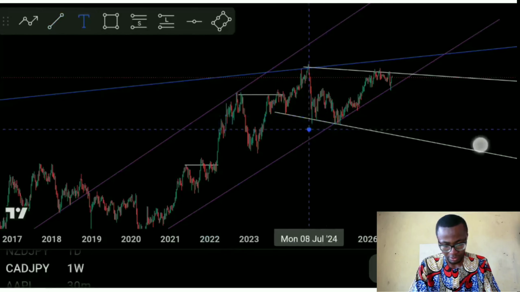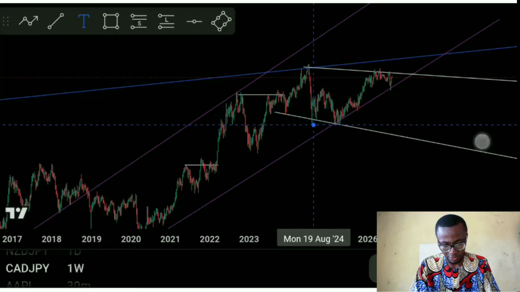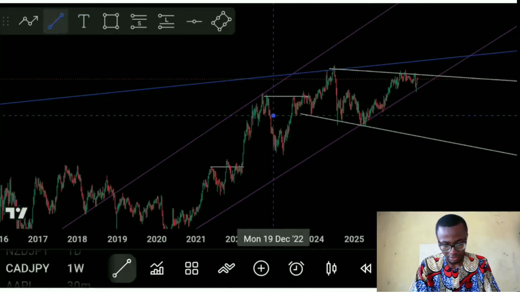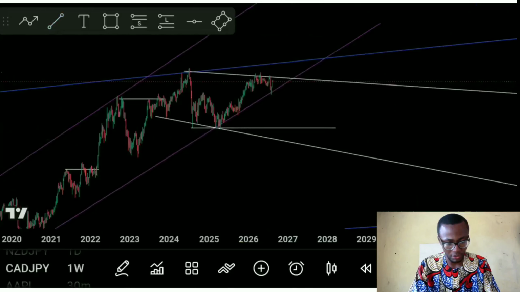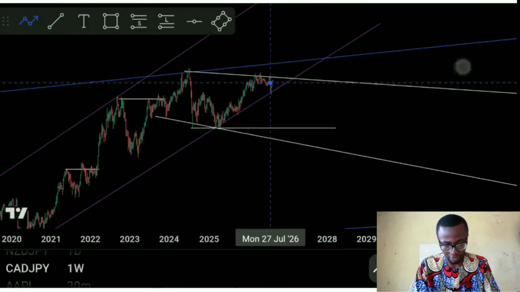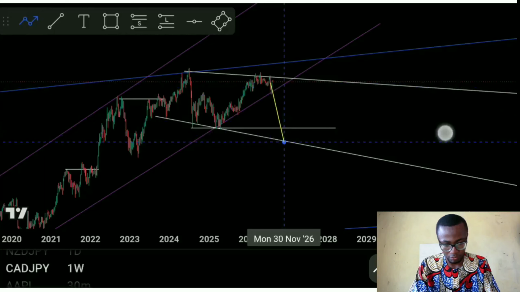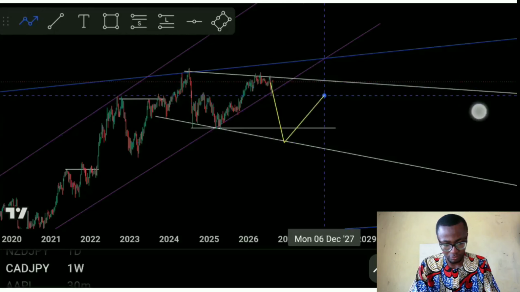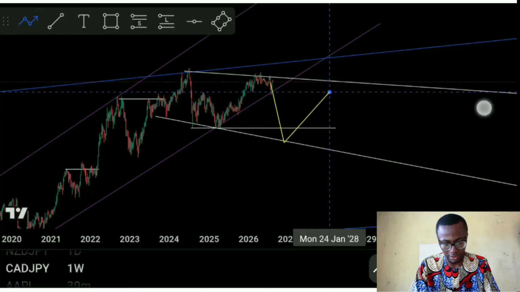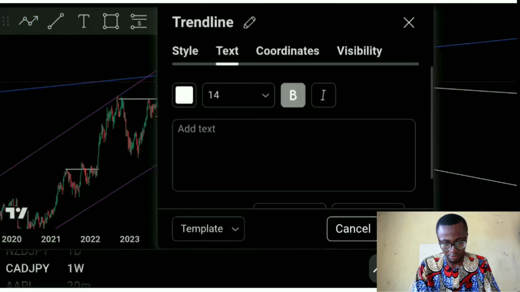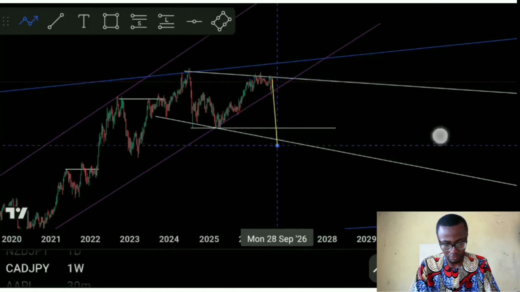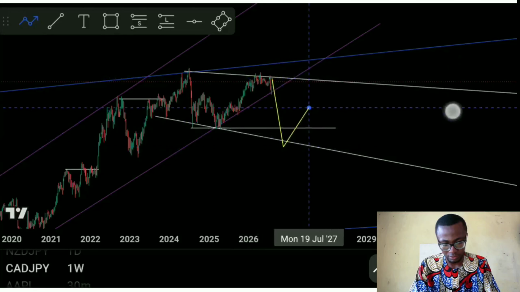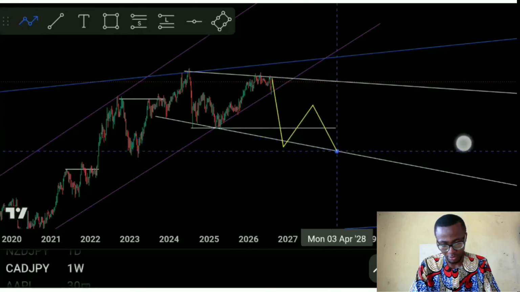Now, this is the low, right? So now this is what I'm expecting. I want it to happen now. Let this thing come down, break this low, then retest the low. Then once it retests the low, let me do it again. I want it to break the low, retest the low, come down, go up again.